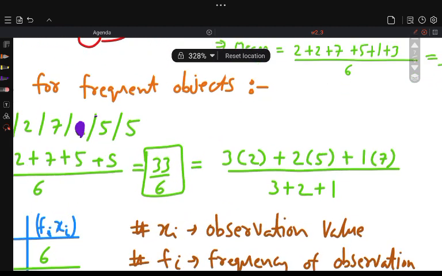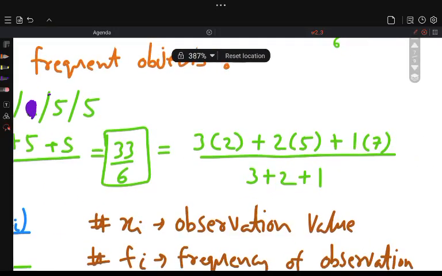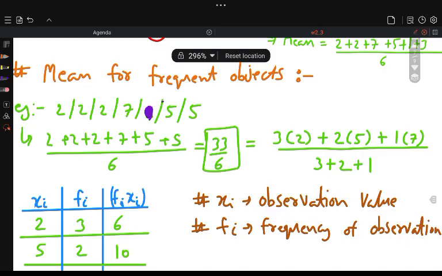So what we are doing, we are taking the observation and multiplying by its frequency, that is, the number of times it has occurred. It will give us the sum of observations, and at the bottom we will sum up all the frequencies only. See, 2 has occurred 3 times, 7 occurred 1 time, and 5 has occurred 2 times. If we add all their times of occurrence, they will give us the total number of elements, right? 3 plus 1 plus 2, that is 6.